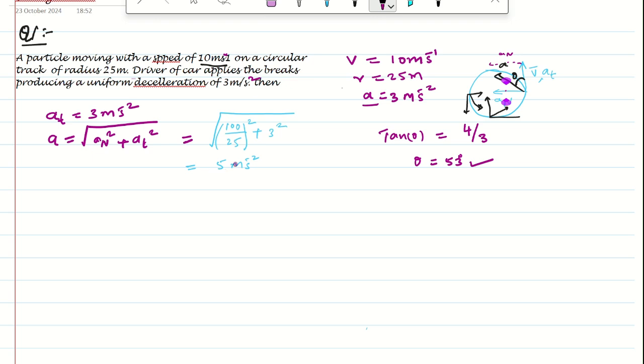This is the total acceleration, the net acceleration. An is equal to v square by r from the given data, and at is given as the tangential acceleration. So then I can find it.